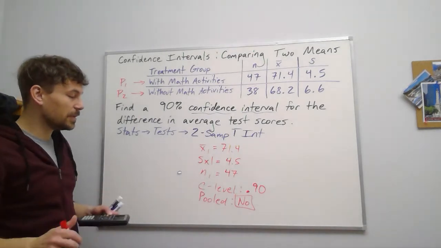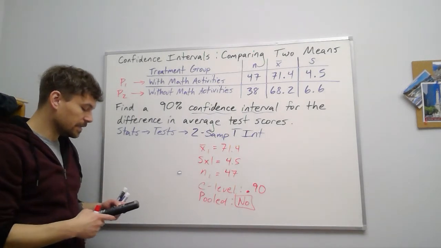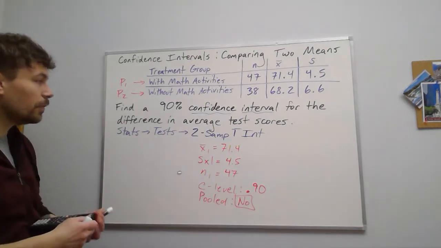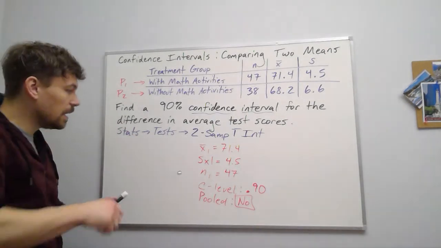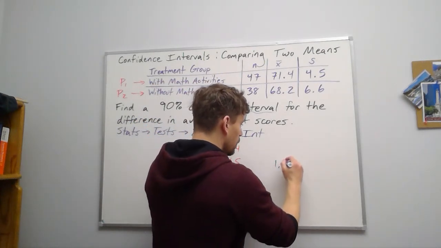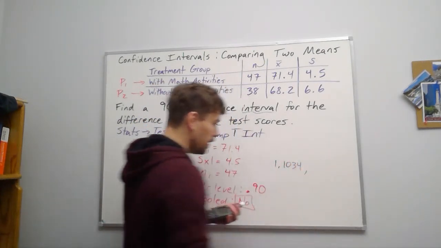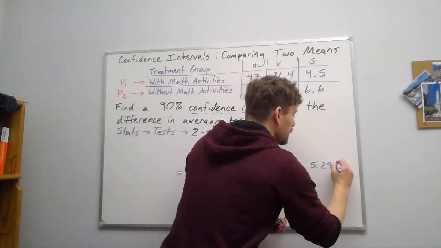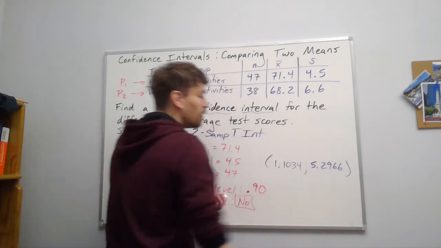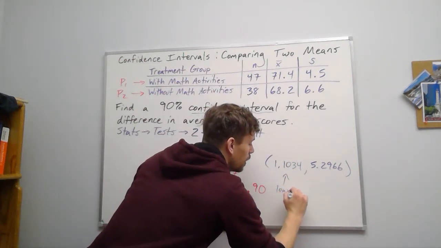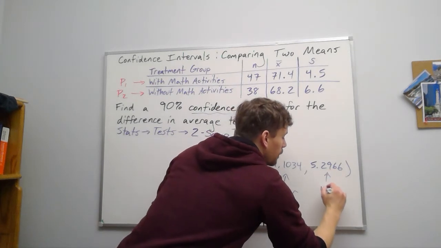In general, that'll be the case, and then we can calculate this. If we do, we're going to come up with an interval of 1.5034 as our lower bound, 5.2966 as our upper bound. So this is the lower, this is the upper.